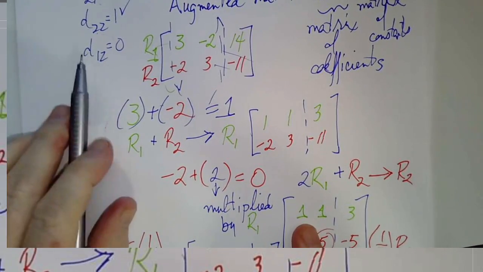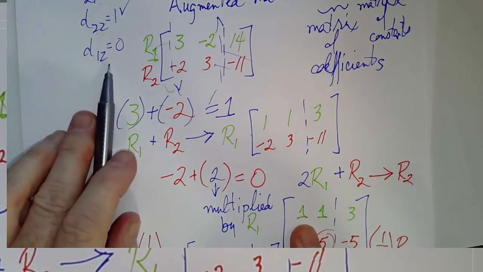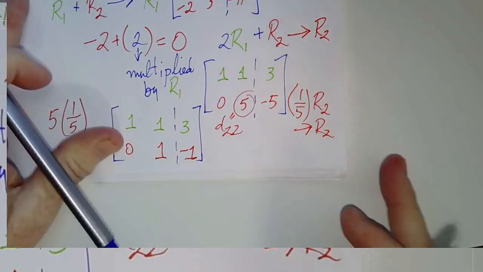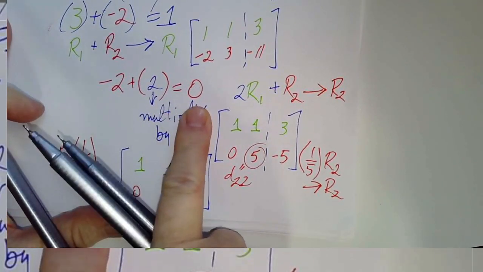Our last thing is to make the first row, second column equal to 0. Okay, so zeros, that's the one where I write down the number and I make it equal 0.